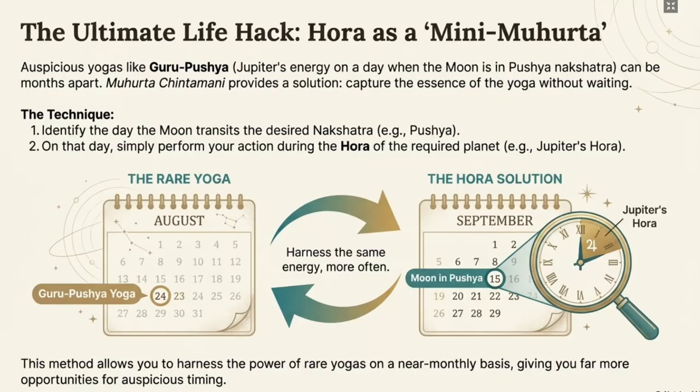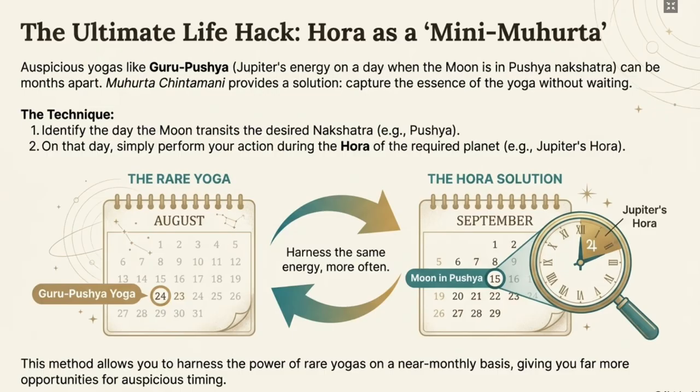Okay, another good application of hora is, let's say there is something known as Guru Pushya Yog. Guru means Jupiter, and Pushya is a nakshatra. So Guru Pushya Yog comes when the moon is transiting within the Pushya nakshatra and that day is also a Thursday. That is considered a very auspicious day.